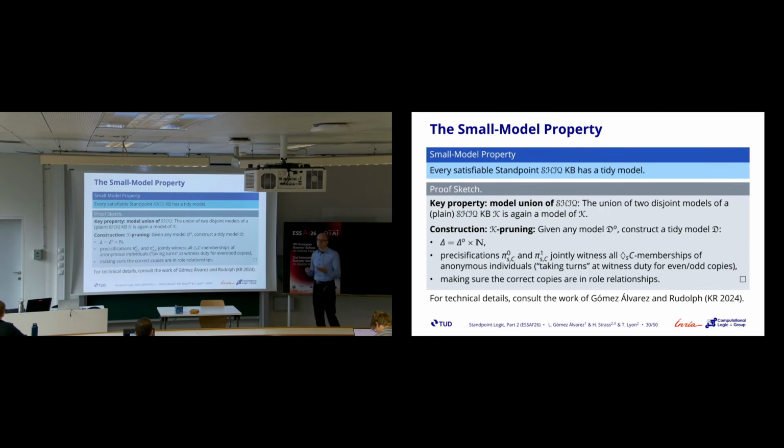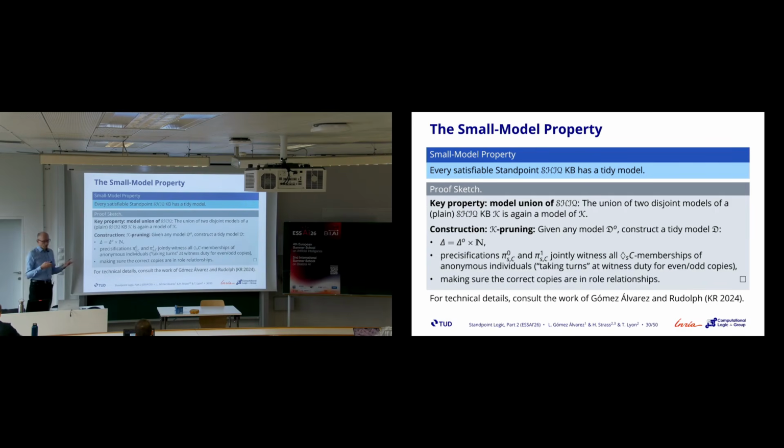And the proof is similar to the one that Tim showed you. If we have a satisfiable one, so if we have a model of a knowledge base, then we can essentially prune it and throw away the stuff that's not required for tidiness. That's the idea. And the key property that can be used in this language is that the description logic SHIQ has a very nice property, namely that if we take two models of a plain SHIQ knowledge base that are disjoint, we can take their union and we still have a model.